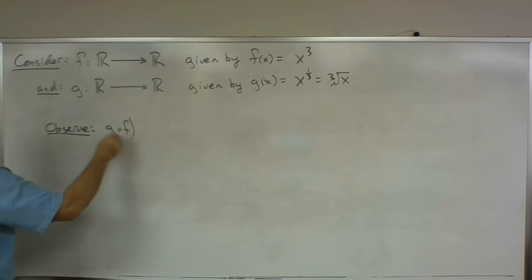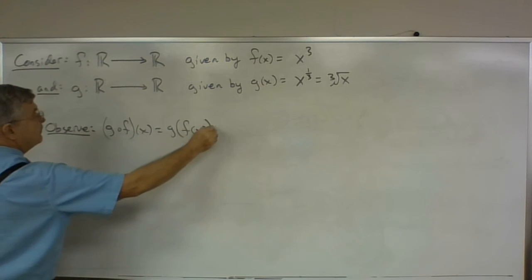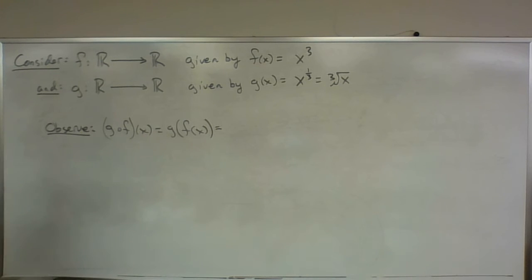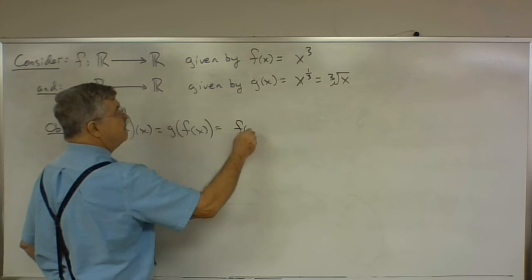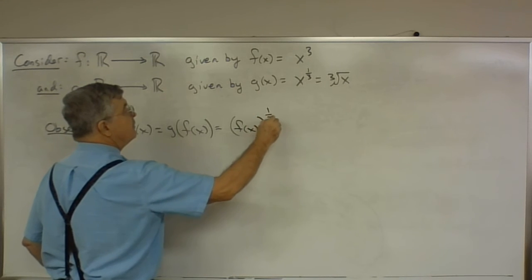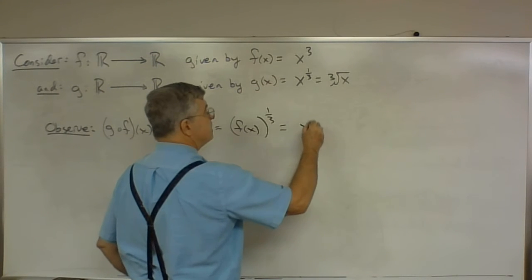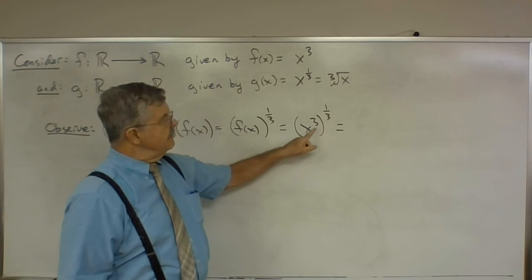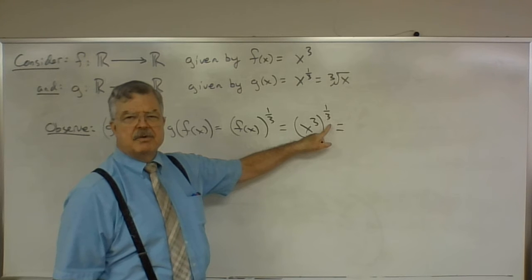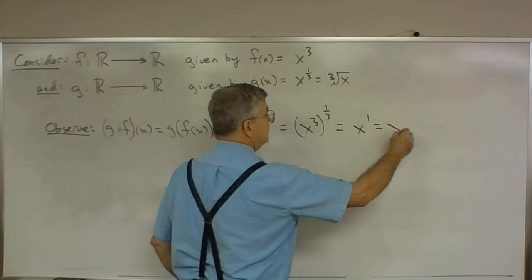G composed with f of x is g evaluated at f of x. And g is x to the 1/3, so g evaluated at f of x is f of x to the 1/3. And f of x is x cubed. So we have x raised to a power, the whole thing raised to a power, the exponents multiply, and we get x to the first, or just x.